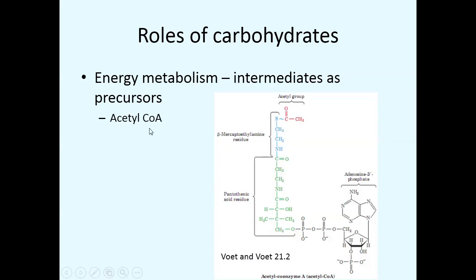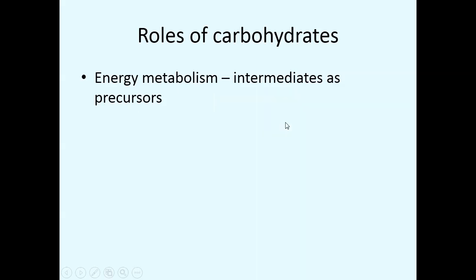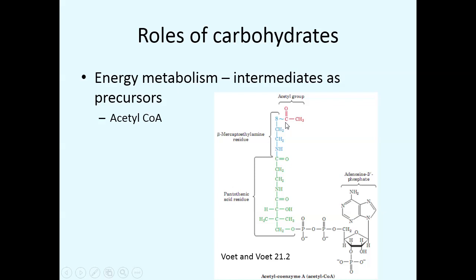Acetyl-CoA is a 2-carbon donor compound which feeds carbons to the Krebs cycle. Moreover, acetyl-CoA is also a precursor for fatty acids and thus lipid biosynthesis. In this structure, the acetyl group is shown in red color. The rest of the molecule is coenzyme A.